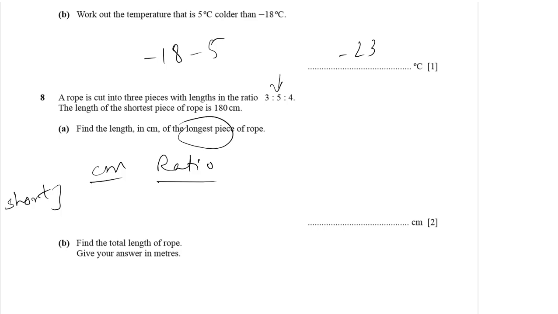Shortest one is 180 centimeter and its ratio is 3. Then the longest. For longest, the ratio is 5. We do not know its length. Use cross multiplication. So it will be 300.